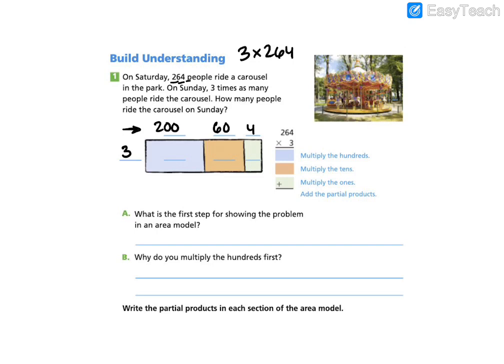So what was the first thing that we did? We needed to break apart our factor by place value. So we can say we break apart the greater factor by place value, right? Break apart the factors by place value.